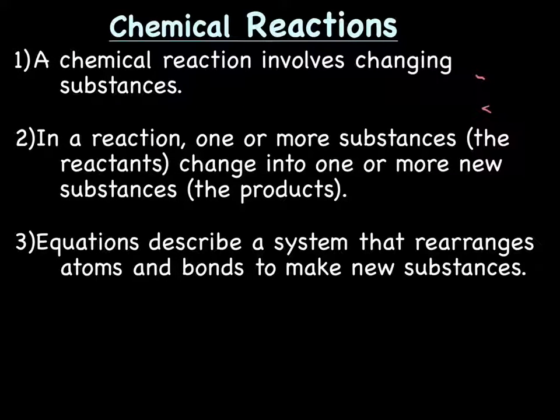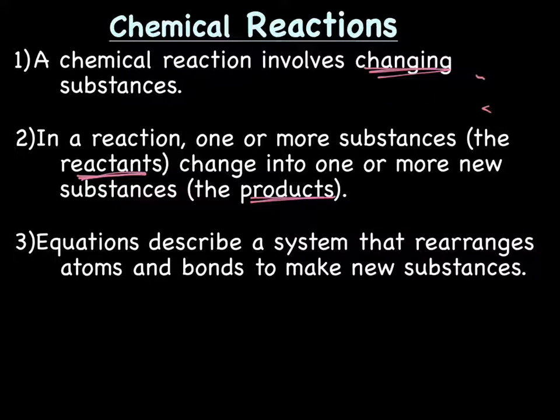Start with a quick review on chemical reactions. A chemical reaction involves changing substances, starting with something, ending up with something else. In a reaction, one or more substances, which we call the reactants, the things we start with, change into one or more new substances known as the products, the things we end up with, the things we make.